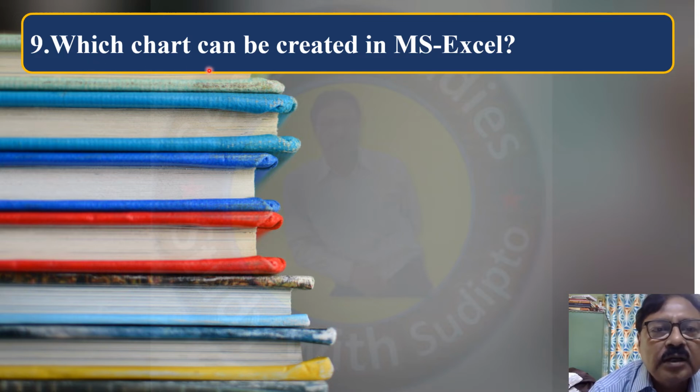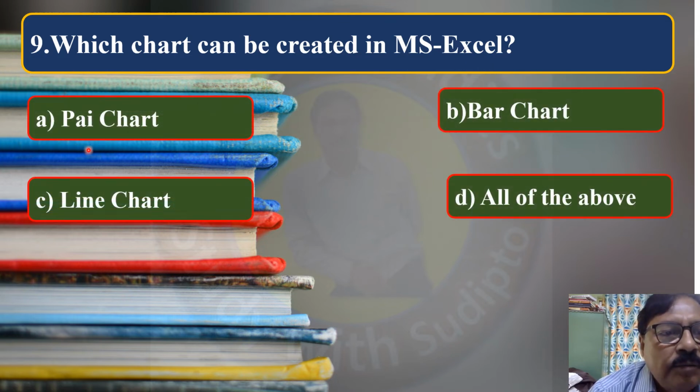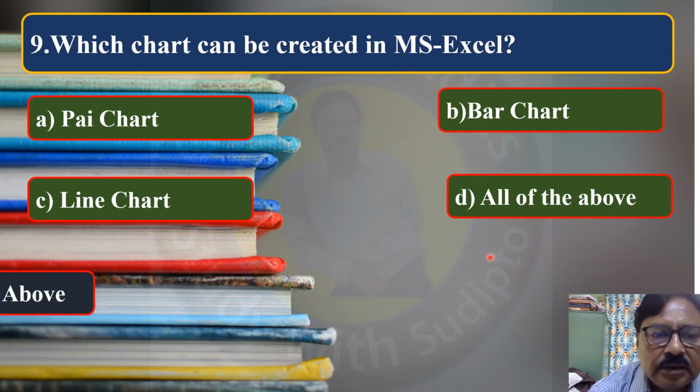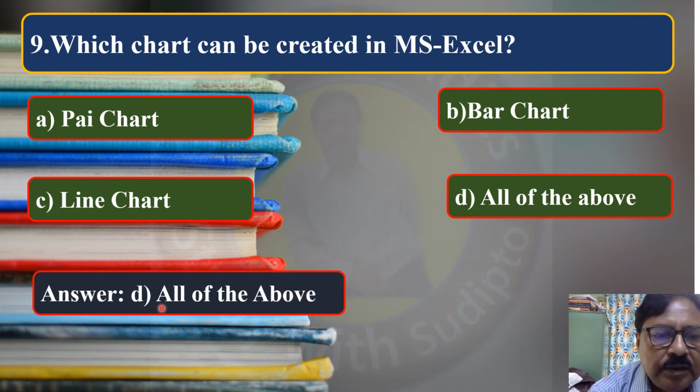Which chart can be created in MS Excel? Option A pie chart, option B bar chart, option C line chart, option D all of the above. The correct answer is option D, all of the above.